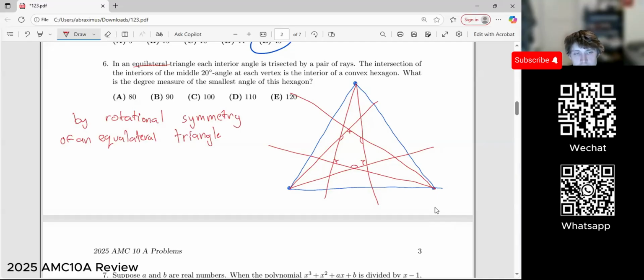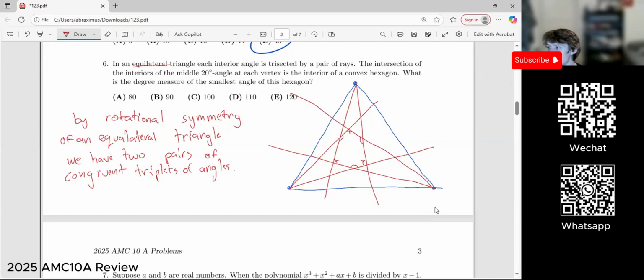By rotational symmetry of an equilateral triangle, we have two pairs of congruent triplets of angles. Once we know this, the rest of the problem is going to be not that bad. There's one observation that we can make here that's going to make this problem very simple, but I'm just going to label some of these angles as 20, 20, 20, and 20, 20, and 20.